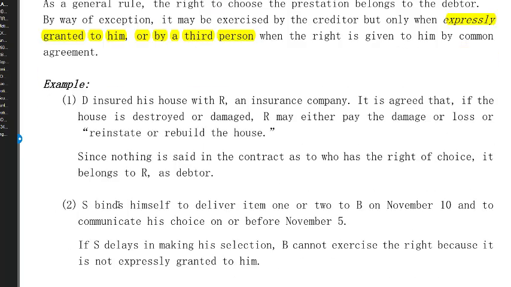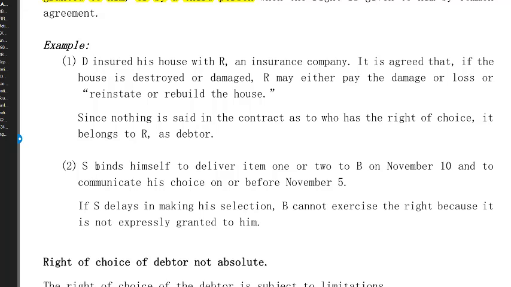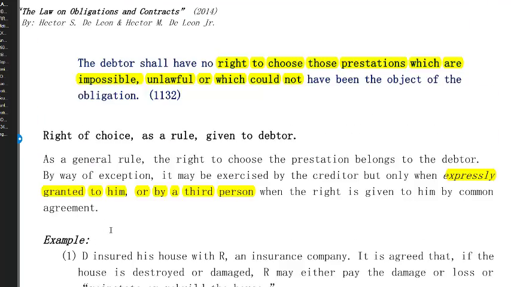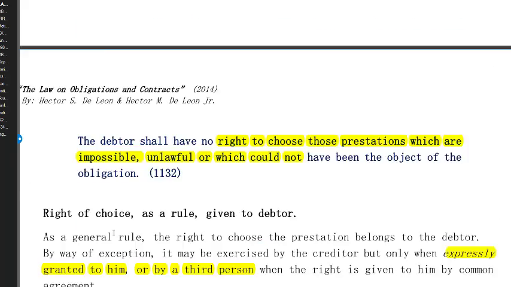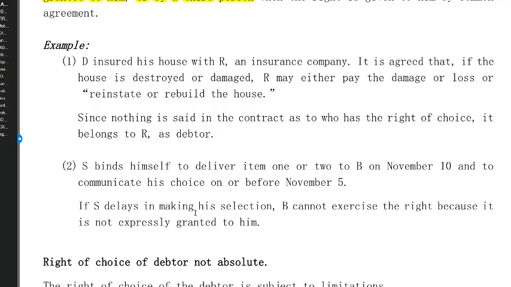So, here, as an example, S binds himself to deliver item 1 or 2 to B on November 10 and to communicate his choice on or before November 5. If S delays in making his selection, B cannot exercise the right because it is not expressly granted to him.